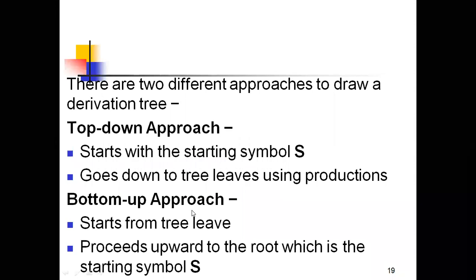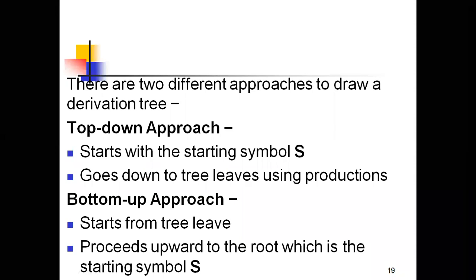And what the bottom up approach means: initially you need to start with the leaves. That means you need to take an input as terminals, and then you need to proceed upwards to the root, which is the starting symbol S. So these are the two approaches that we are going to learn in the concept of derivation tree.